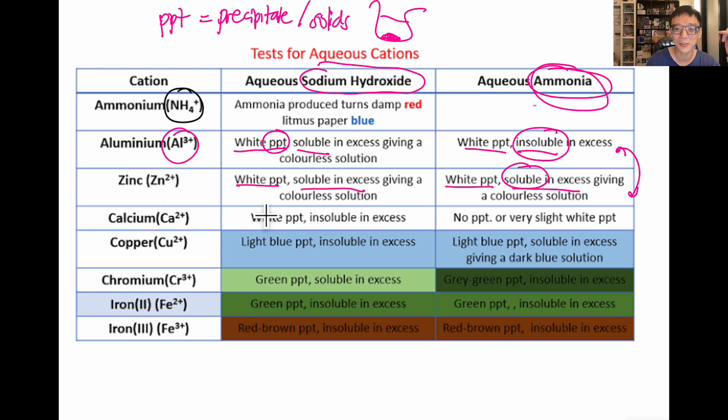So for example, calcium gives a white precipitate in sodium hydroxide. Calcium and ammonia, no or very slight precipitation, so very clear. If it is blue, then it's copper 2+ ion. If it is green, it's chromium, but differentiated with iron, Fe2+. And if it is red-brown, it's iron 3+.